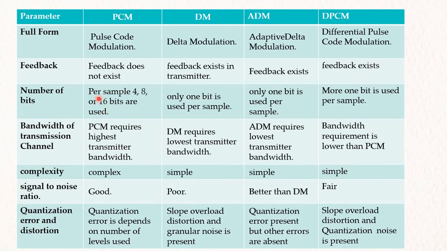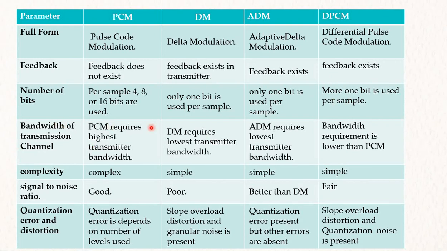Number of bits: the number of bits per sample in case of PCM, 4, 8 or 12 bits are used. That completely depends upon the number of levels used in quantization. In DM, only 1 bit is used per sample. Again in ADM, 1 bit is used per sample, but in case of DPCM more than 1 bit is used per sample. Here we are using more bits. The number of bits is more than DM and ADM, but less than what we have used in PCM.